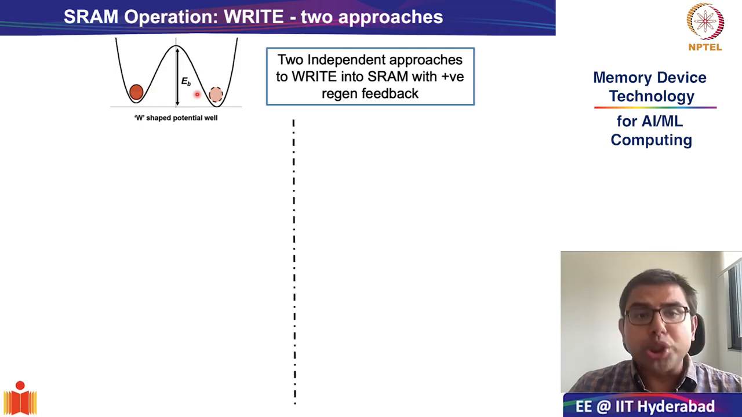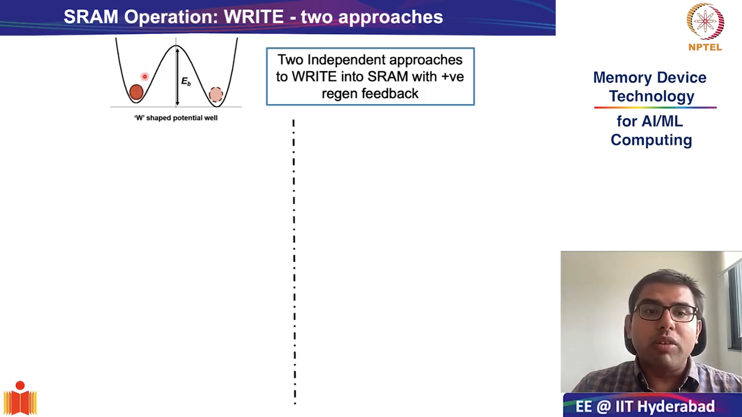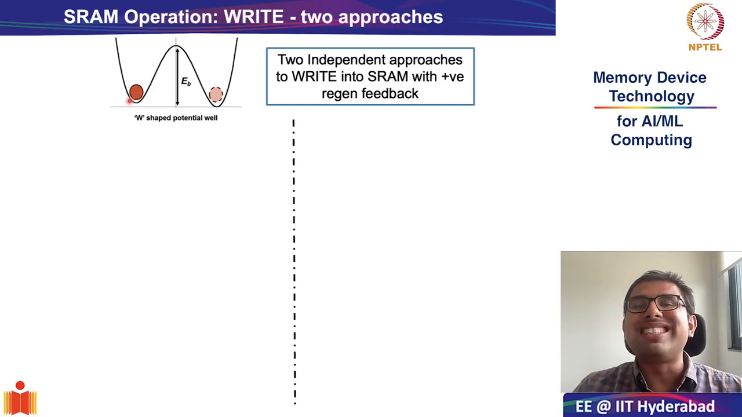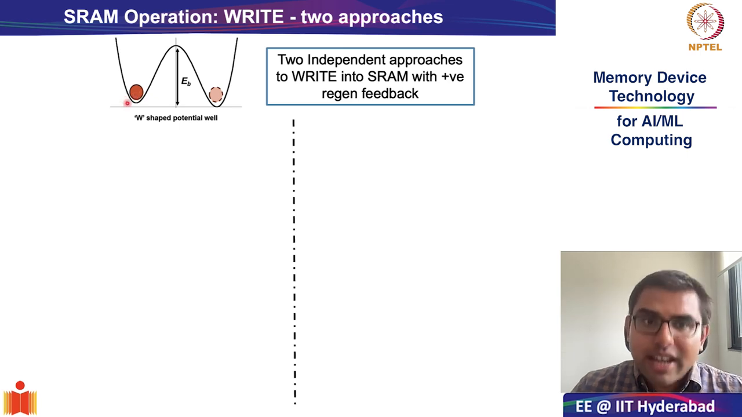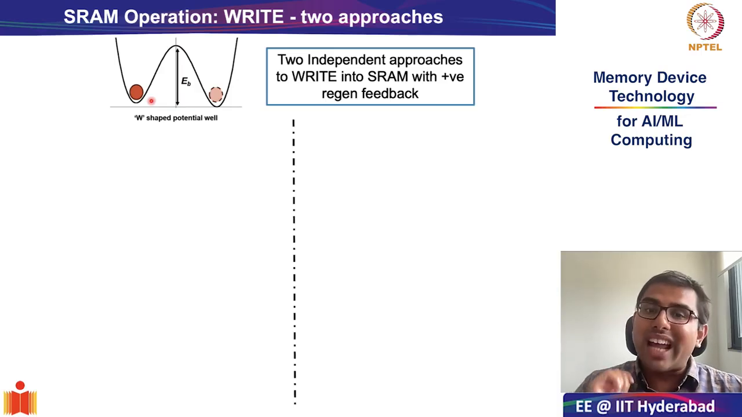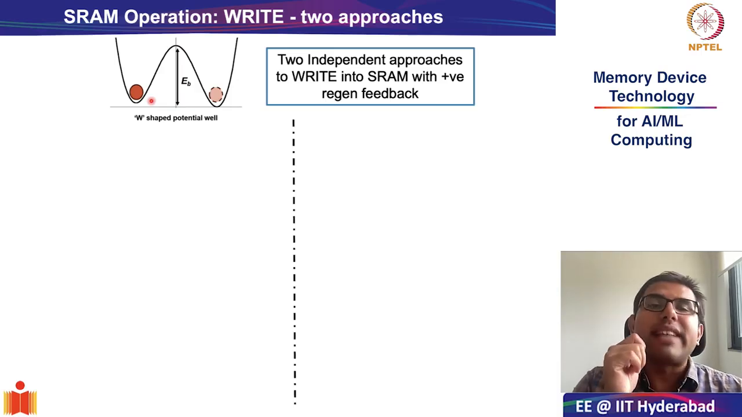So in the W-shaped potential well, the read operation involves not disturbing. For example, in this case you can see that this double potential well is in one stable state, which I am indicating with the laser pointer. In read operation, you didn't want to disturb this double potential well, and you wanted to read what is the state at which this SRAM cell is in. However, in the write operation, you want to do exactly the opposite.